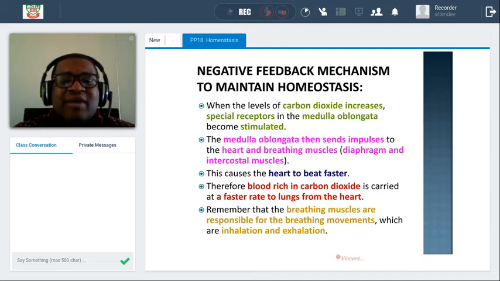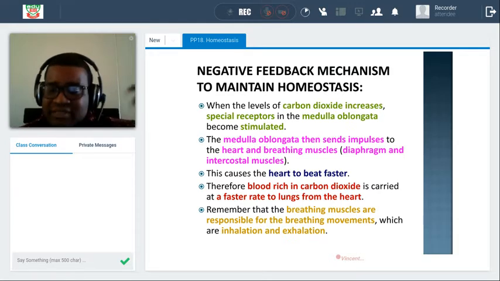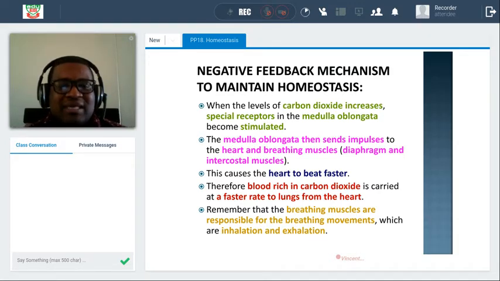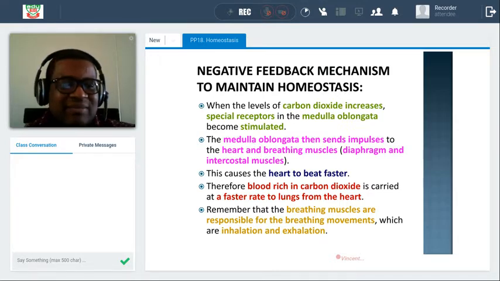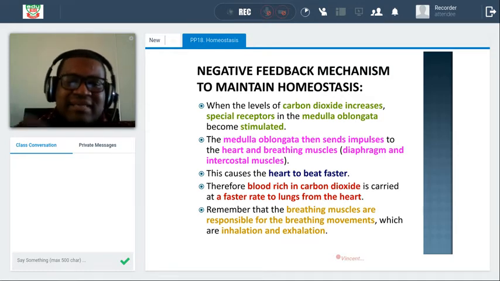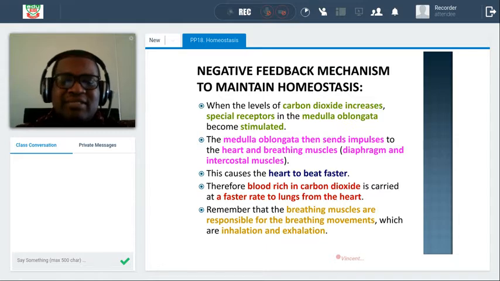So when this carbon dioxide increases, then you have specialized receptors at the carotid artery and in the medulla oblongata that are stimulated. Okay, the receptors at the carotid artery send impulses to the medulla oblongata. The medulla oblongata becomes stimulated and then sends impulses to the heart and breathing muscles. That's the diaphragm and the intercostal muscles.